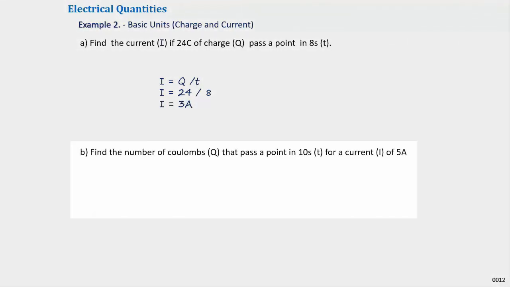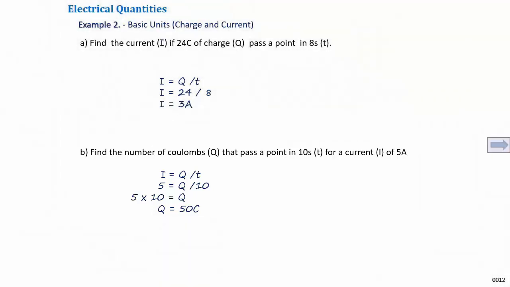Part B is to determine the number of coulombs that flowed past the point. We can use the same relationship as used in Part A. Substitute into the equation the value of 5 amperes for the current and 10 seconds for the time. Then, using algebra, we make Q the subject of the equation. So, 5 times 10 gives a charge of 50 coulomb.